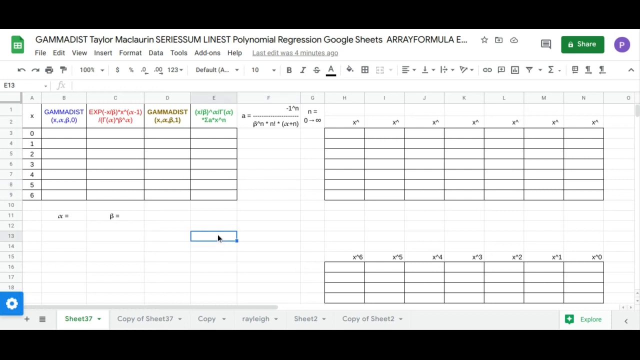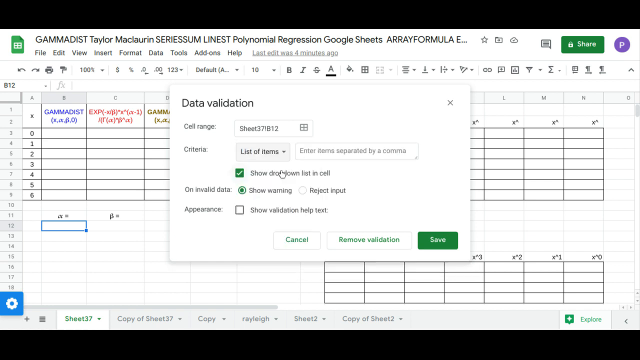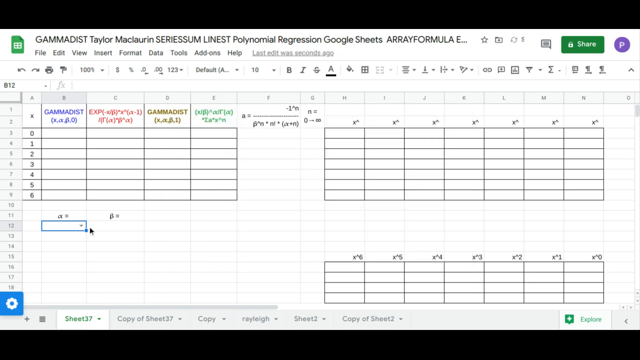In this video, we will show the trend line and polynomial of the GAMMADIST function for the probability density function and the cumulative distribution function. We begin with the value of alpha, which is data validation, list of items, 1, 2, 3, 4, 5, and 6. So these are the values of alpha. Save. So we have values of alpha from 1 to 6.